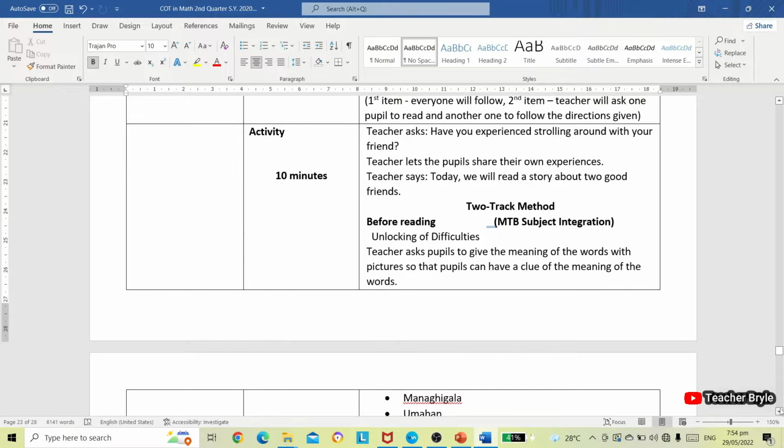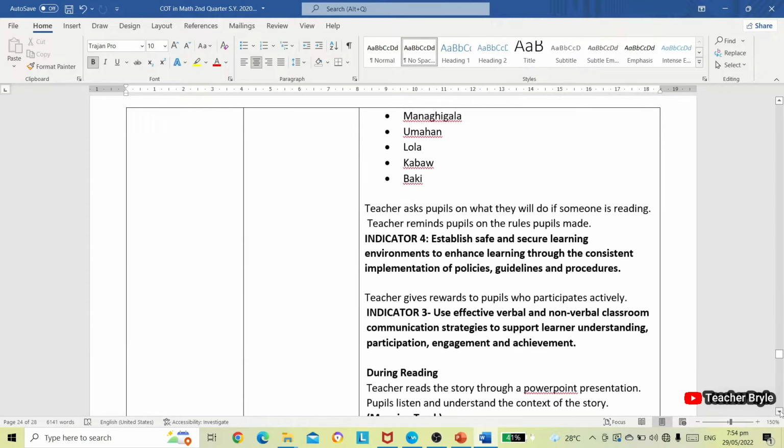Two-track method: before reading, MTB subject integration, unlock of difficulties. Teacher asks pupils to give the meaning of the words with pictures so that pupils can have a clue of the meaning of the words. Managhigala, umahan, lola, kabaw, baki.